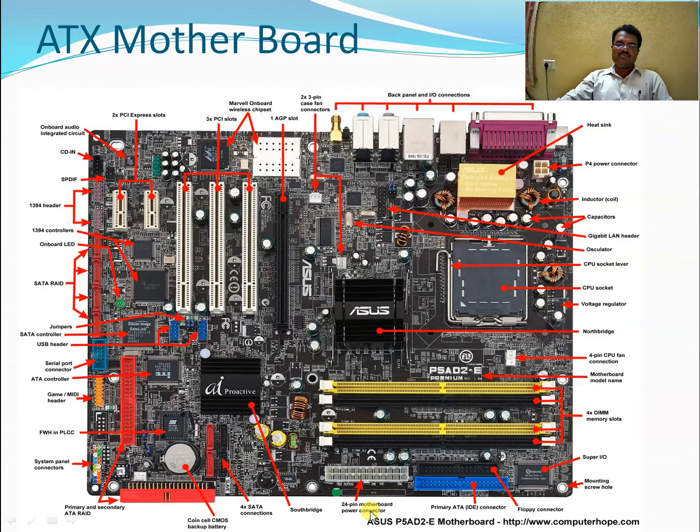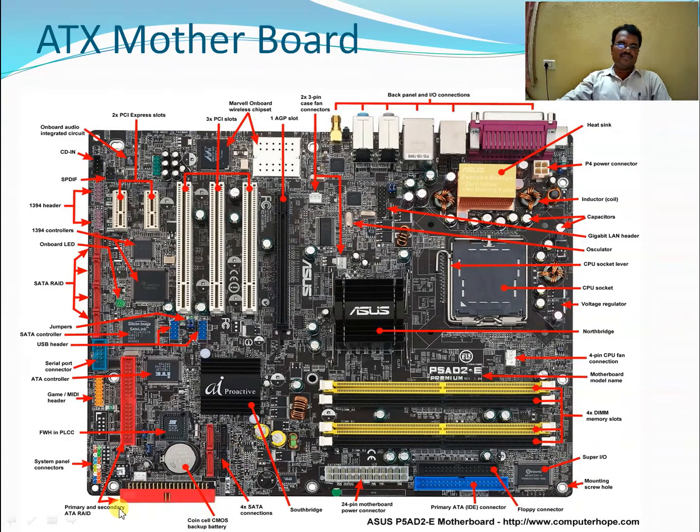This is a 24-pin motherboard power connector, which is used to connect the power supply coming from the SMPS, which is the main power source of the motherboard. And this is the south bridge, and this one has 4 SATA connectors used to connect 4 SATA type devices. By using the IDE connectors, IDE type hard disks or CD-ROMs can be connected. Here SATA type hard disks or DVD drives can be connected.